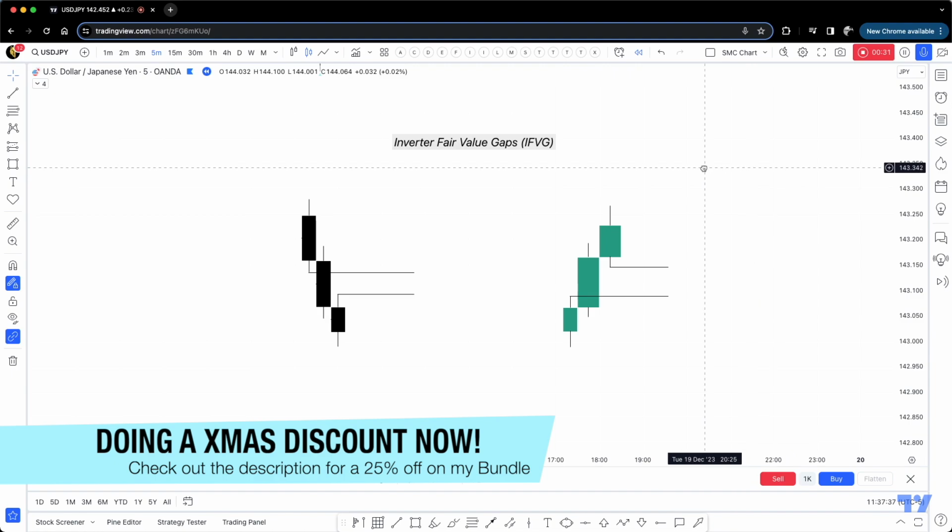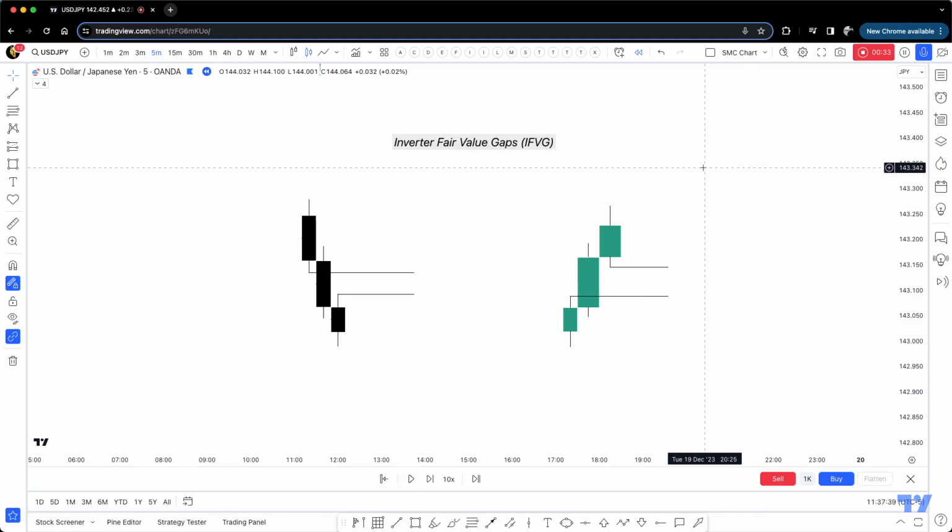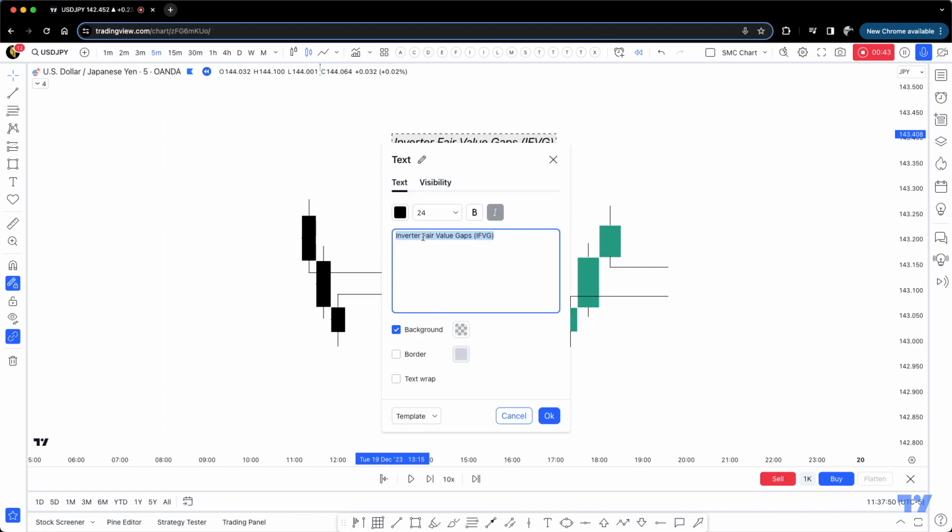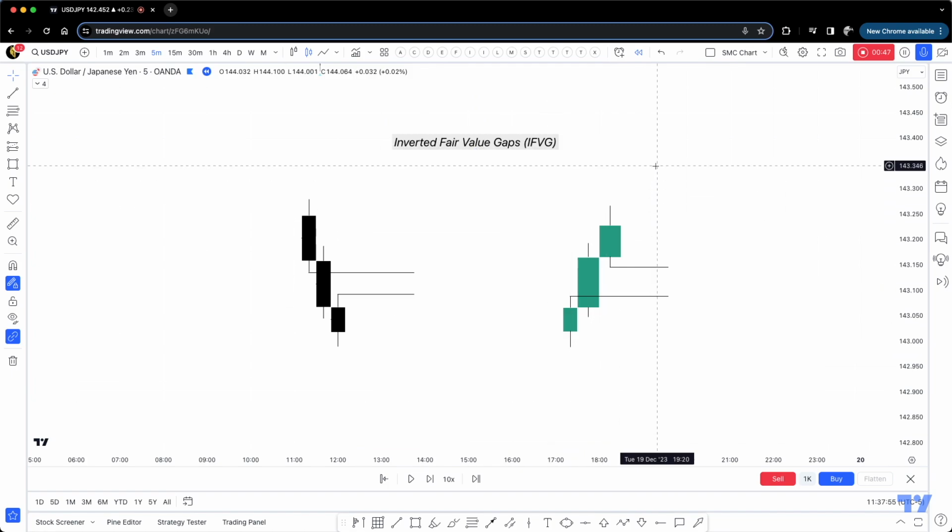So I will give you a quick review and a quick explanation on how you can actually trade these inverted fair value gaps and use them in your favor.